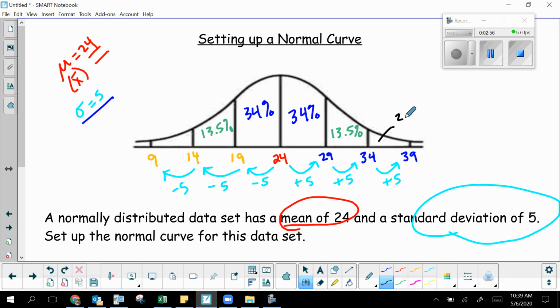Outside of that, we're going to have 2.35% on both sides. And outside of 3 standard deviations is the 0.15% that's left over. Now, whatever they're asking us to find, we're set up to analyze and pull the relevant information.